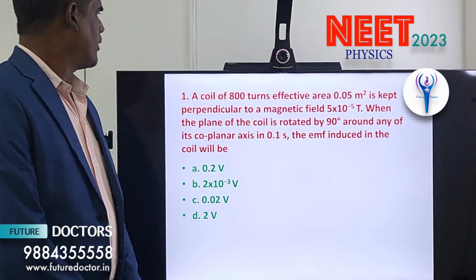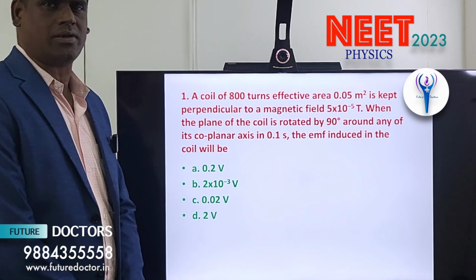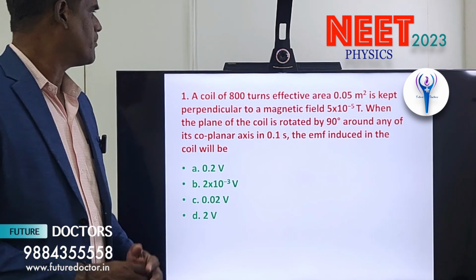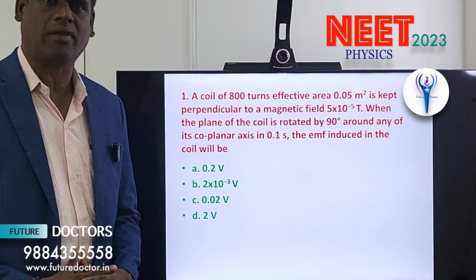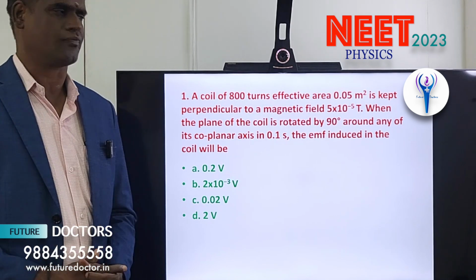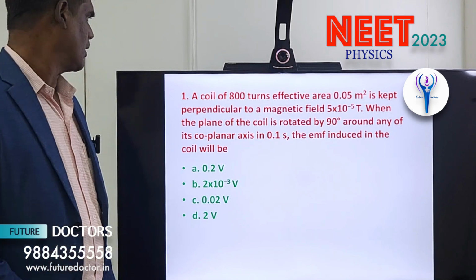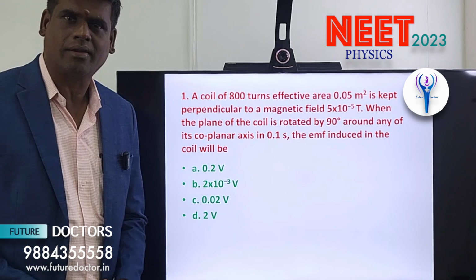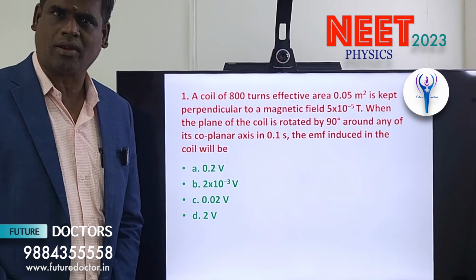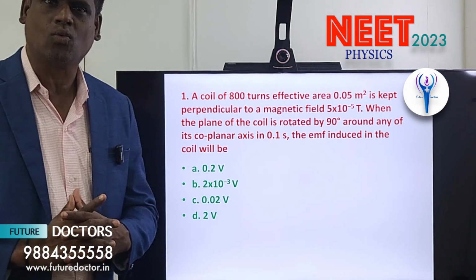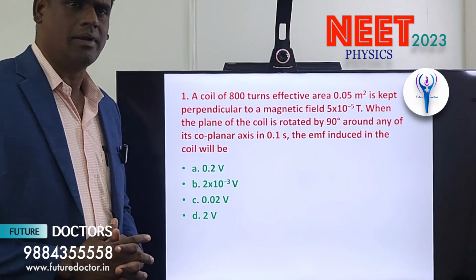A coil of 800 turns, effective area 0.05 meter square, is kept perpendicular to a magnetic field of 5 into 10 power minus 5 T. What is T? Tesla, which is a unit of magnetic induction or magnetic field. When the plane of the coil is rotated by 90 degrees around any of its co-planar axis in 0.1 second, the EMF induced in the coil will be dash.